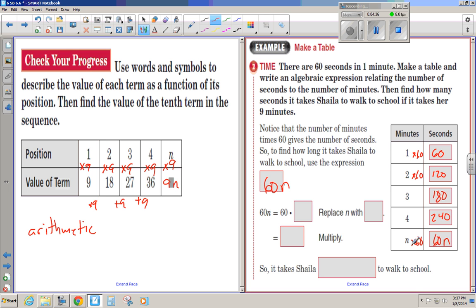All right, once we know that, we can then find how many seconds there are in any number of minutes that we want. It just so happens that we want 9 minutes, though. So that means we're replacing n with 9. So it will take 540 seconds to walk to school.